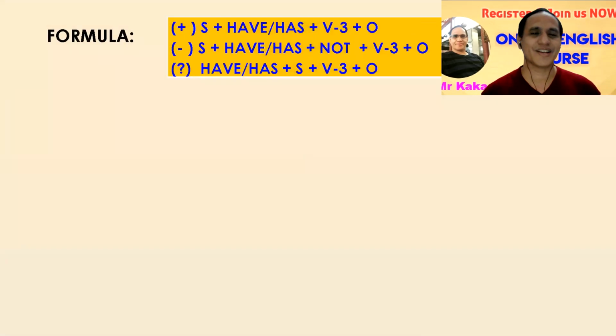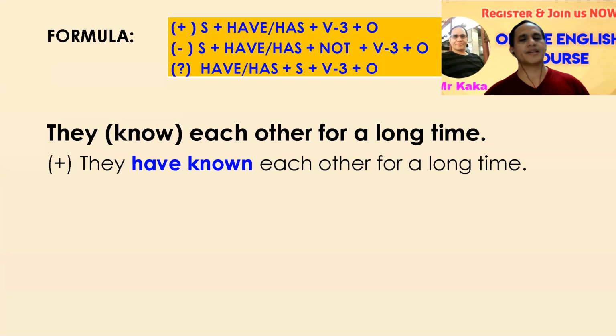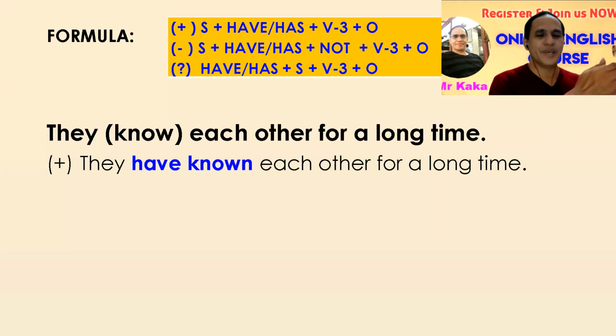Okay, right now have a look at the next example. They know each other for a long time. Mereka mengenal satu sama lain, sudah for a long time, untuk waktu yang lama. If you want to change the sentence into the positive form of simple present perfect tense, it will be: They have known each other for a long time. Mereka sudah saling mengenal lama. In this sentence, we don't pay attention to when they started to know each other.